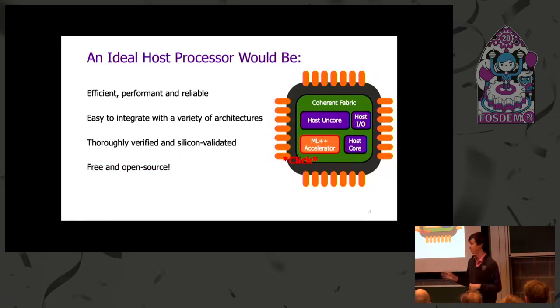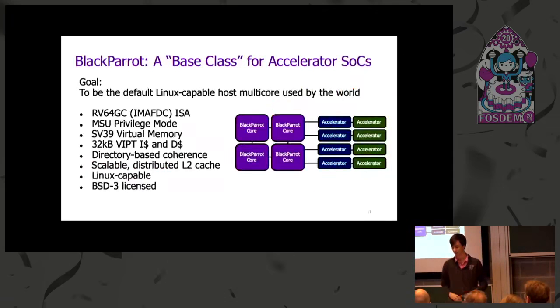So you end up just being able to click in an accelerator. This is the ideal case. In order to fit this niche, we developed BlackParrot. We call it a base class for accelerator SoCs because we envision people taking the code, extending it to their own circumstances, and then contributing back so that other people can reuse it. We've designed the architecture to be flexible enough to allow for this extensibility, and we've released the code under a permissive BSD license.